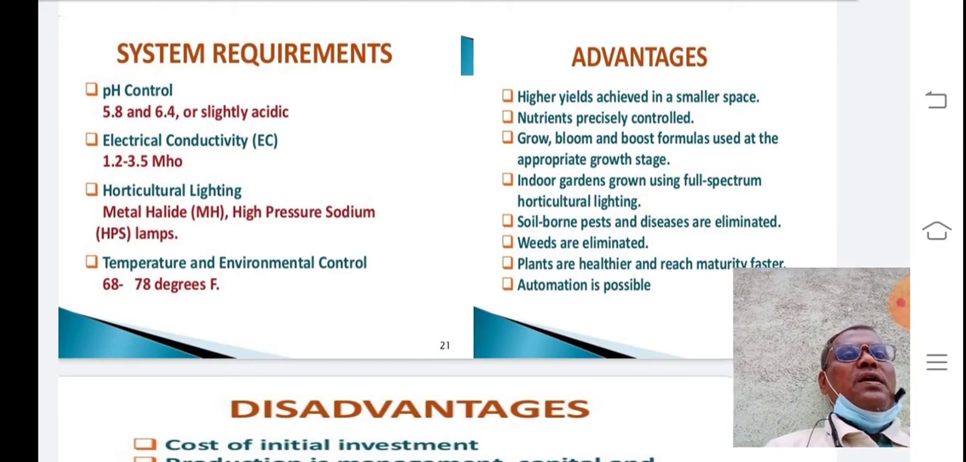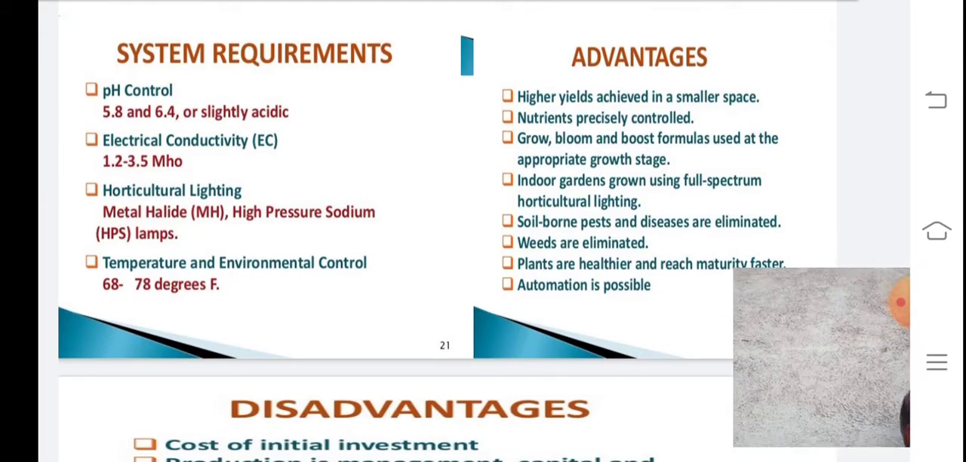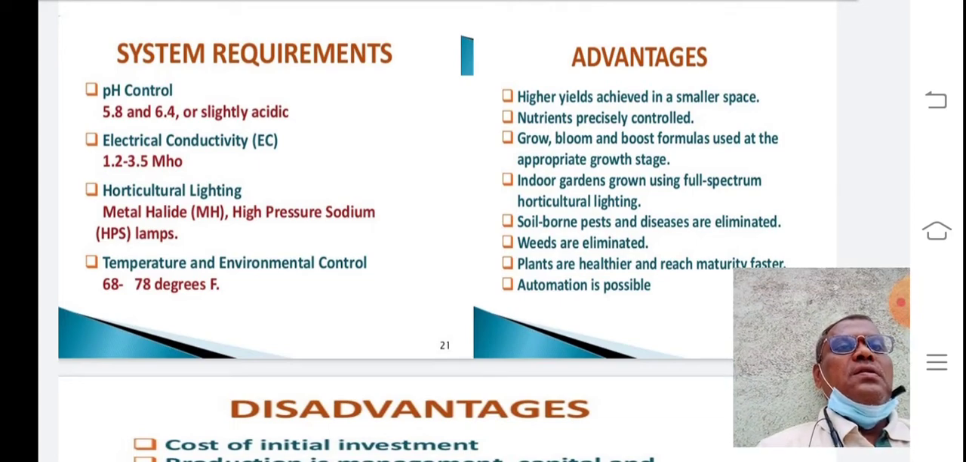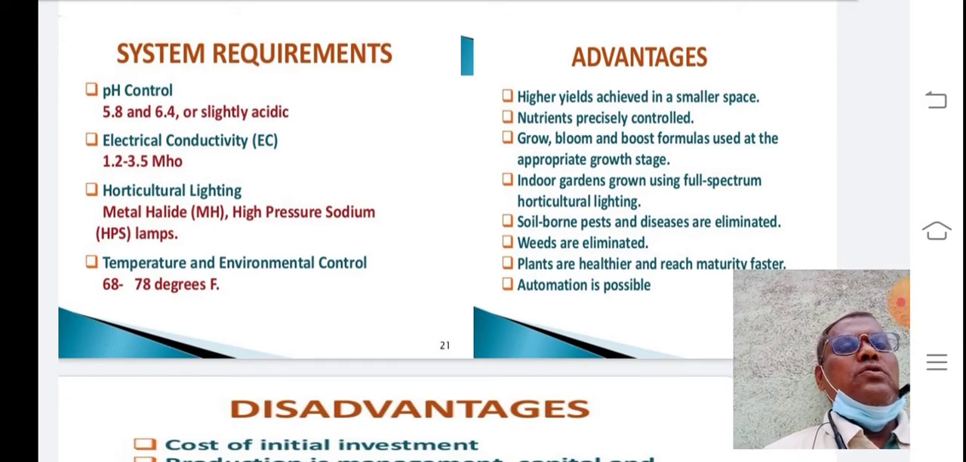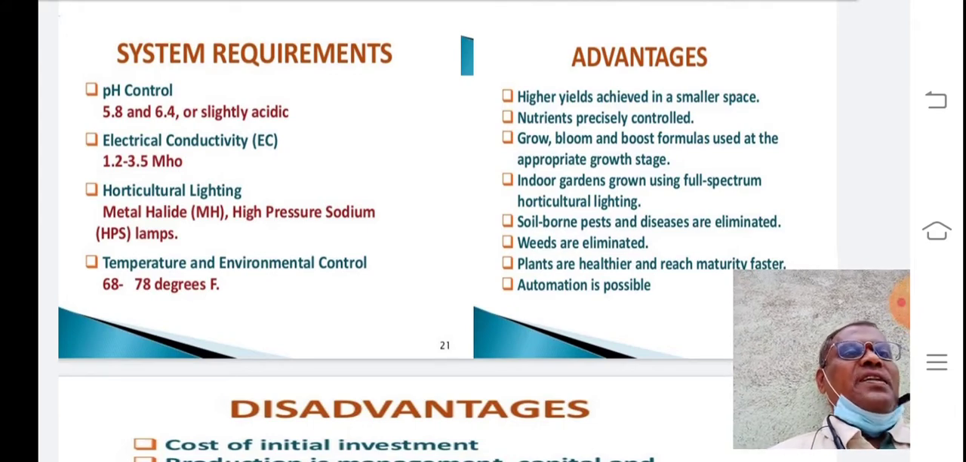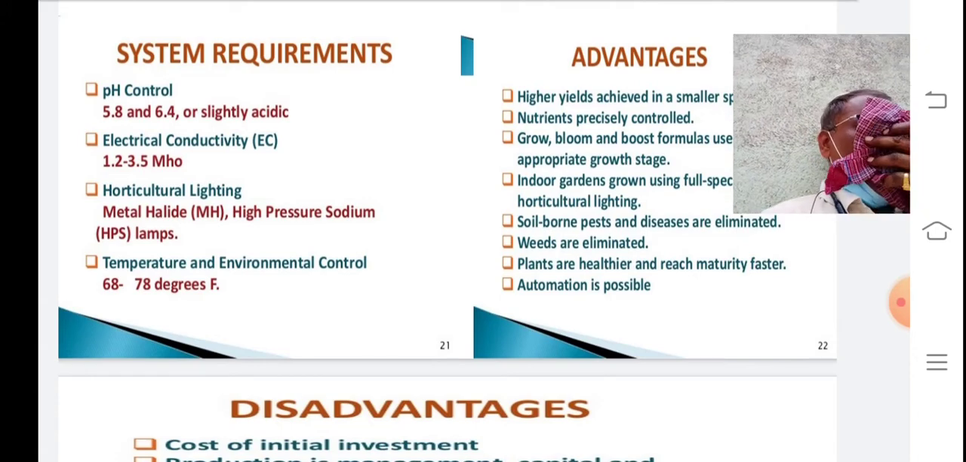Then indoor gardens, sorry, indoor gardens are used for this one. Then soil-borne pests and diseases are eliminated. There is no point of the use of the soil. Then weeds are also controlled. Then plants are healthier and reach maturity faster.